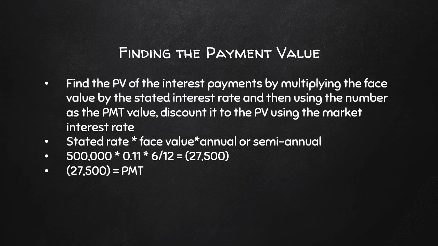We have to find the present value of the interest payments by multiplying the face value by the stated interest rate, then using the number as the payment value, and then you have to discount it using the market interest rate. So the stated rate times face value times the annual or semi-annual factor. In this case, it was semi-annual. So you take 500,000, which is the face value, multiply it by 0.11 because it's 11%, and then you multiply it by 6 over 12 because it's semi-annual, and you get 27,500. Again, it's negative.